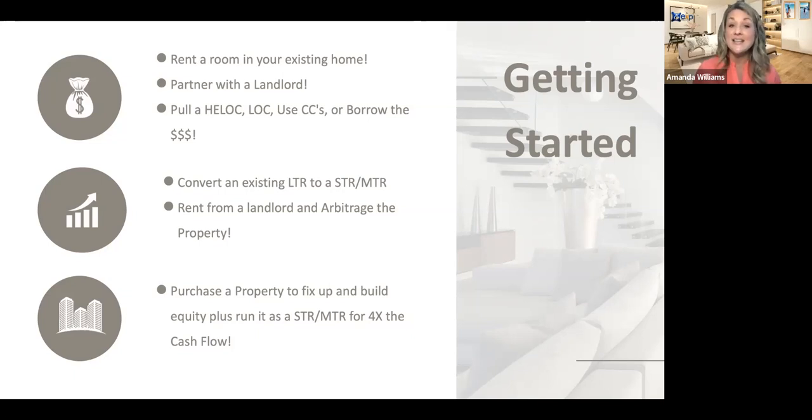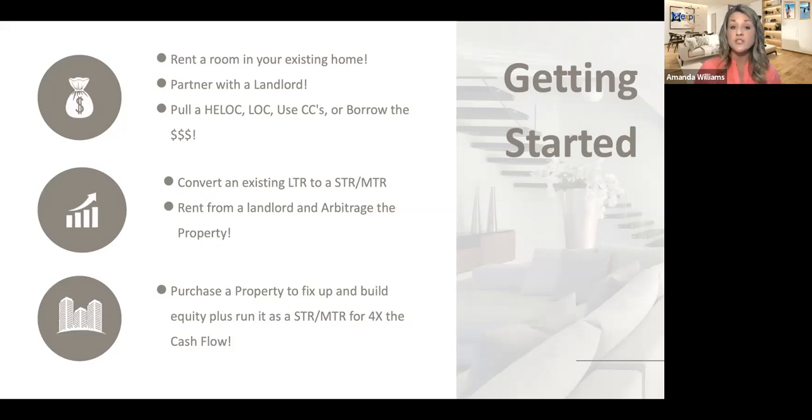A LOC is a line of credit you can usually get through your bank. And nowadays you can do everything on credit cards as well. And so that's just a little way of how to get started. If you have long-term rental properties, you can always convert your long-term rentals into short-term or midterm rentals. Just be cautious because you want to make sure that this property is in tip-top shape, especially if you're going on to Airbnb. And then you can rent the home from the landlord and turn around and arbitrage the property. That is what we do.